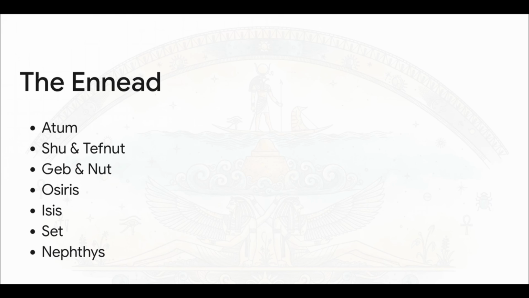Once Geb and Nut are finally separated and there's some breathing room, they are able to give birth to the final generation of this foundational group. That's Osiris, Isis, Set, and Nephthys. Together, these 9 deities form what is famously known as the Ennead, the core 9 gods of Heliopolis. This is the complete, finished divine family tree.